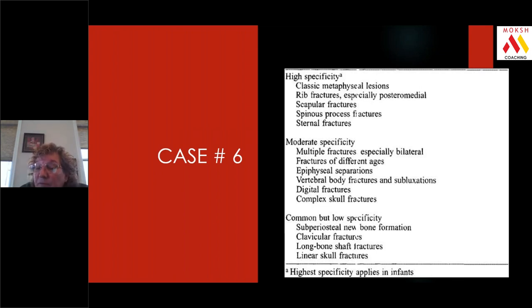Clavicle fractures, yes, very good. Clavicle fractures can be very, very normal. We can even see those in newborns. So what's the classic story for a newborn that has a clavicle fracture?